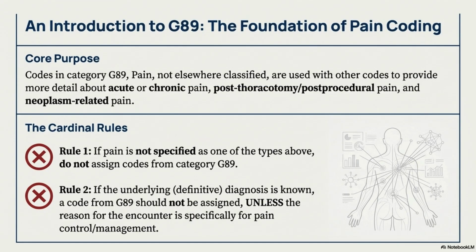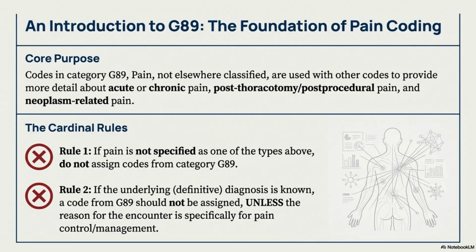Now let's shift into one of the most important parts of Chapter 6, Category G89. Pain, not elsewhere classified. These codes are used to describe acute pain, chronic pain, post-thoracotomy pain, post-procedural pain, and neoplasm-related pain. They're often assigned in addition to site-specific pain codes to provide a more complete clinical picture. Acute pain typically begins suddenly and is caused by a specific event. Chronic pain is ongoing and usually lasts longer than 3 months.